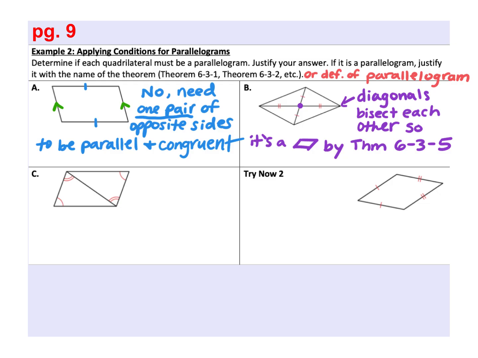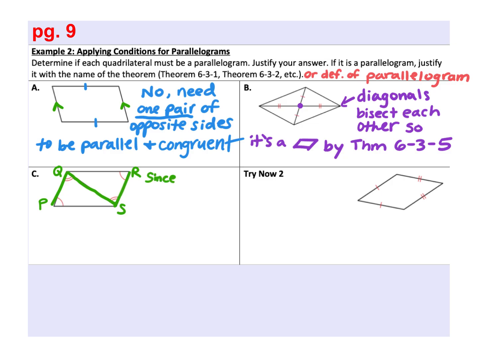Problem C is probably the trickiest here, and it's because we're going to need to go back to some of the things that we learned at the beginning of the geometry course. To make it easier to talk about this figure, I'm going to name it P, Q, R, and S. So notice that these two angles right here that are marked with two arcs, see how those are alternate interior angles?